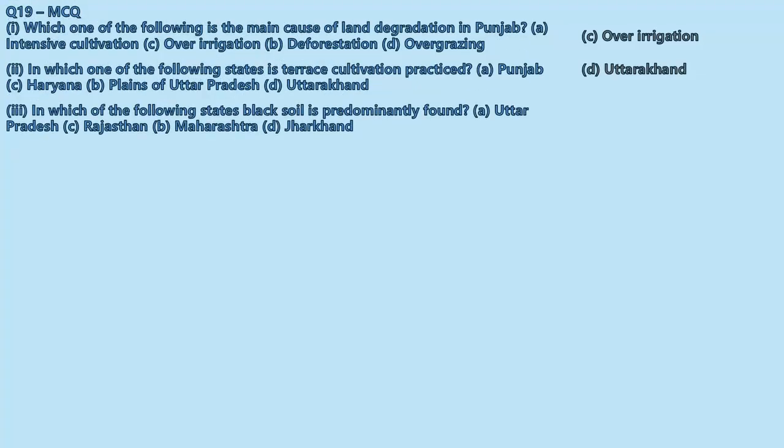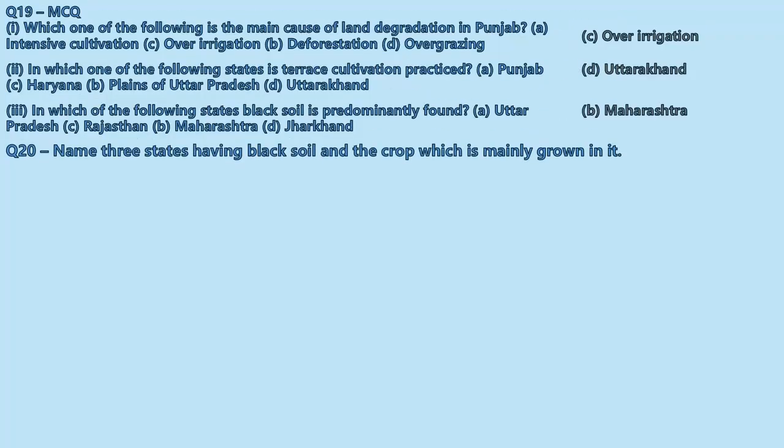In which of the following states is black soil predominantly found? Is it Uttar Pradesh, Rajasthan, Maharashtra, or Jharkhand? Answer is B, Maharashtra. In Maharashtra, you will find a lot of black soil deposits, which is useful for growing cotton.